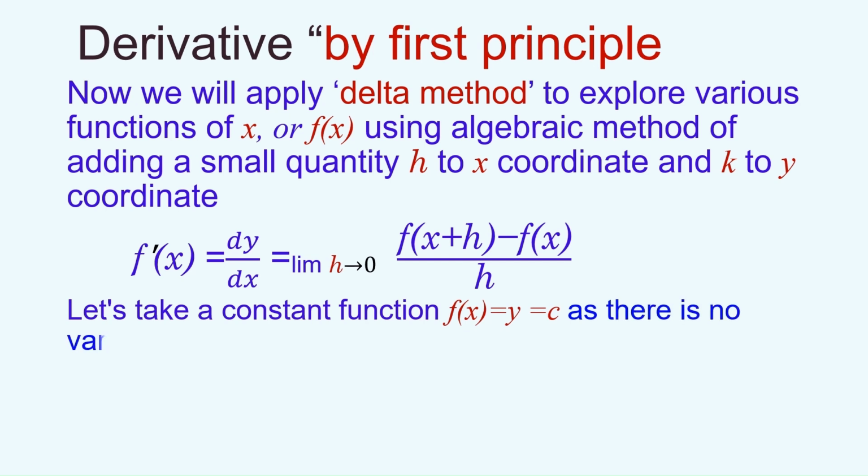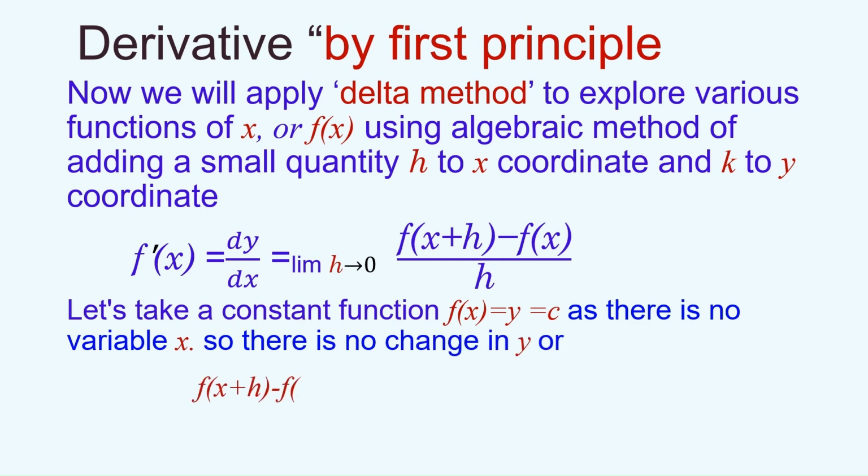Let's take a constant function f(x) = y = c. As there is no variable x, there is no change in y, or k equals 0, or f(x + h) - f(x) equals 0, therefore dy/dx equals 0.